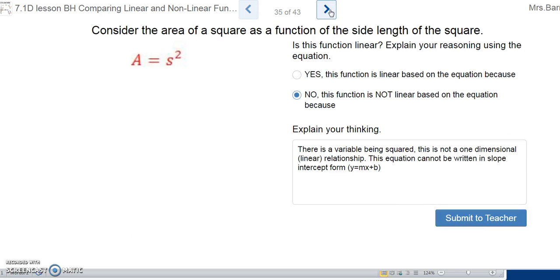Slide 35. Here we notice that the equation, again, is not representing a linear function. There's a variable being squared. This is not a one-dimensional or linear relationship. This equation cannot be written in slope-intercept form, y equals mx plus b. So please make sure you're explaining in more than one way why this equation is not a linear function.